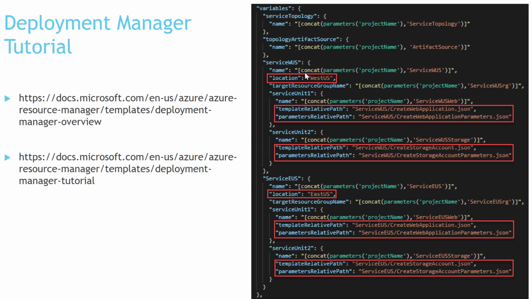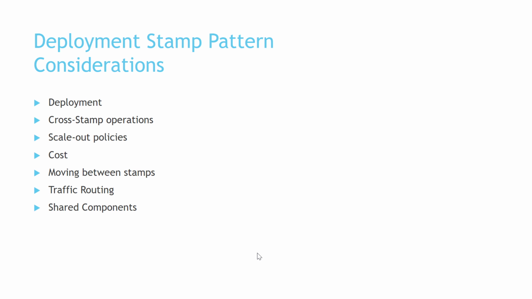As you can see here, it includes different regions for our solution, and each region includes different resources that need to be deployed. This is going to make it easier for us if we wanted to launch a new region or have a new stamp for our solution, or when we want to deploy a particular service in one region. Now let's talk about some of the considerations you need to keep in mind when you implement deployment stamp pattern.